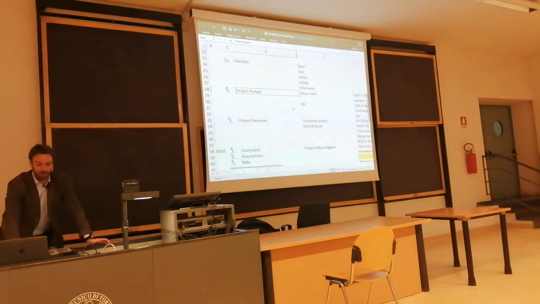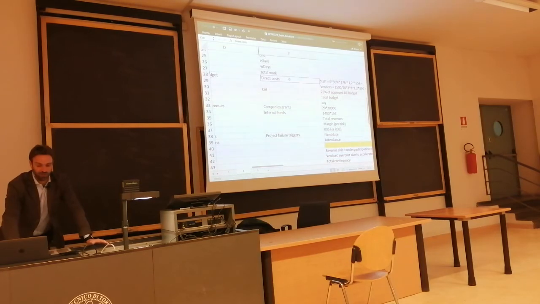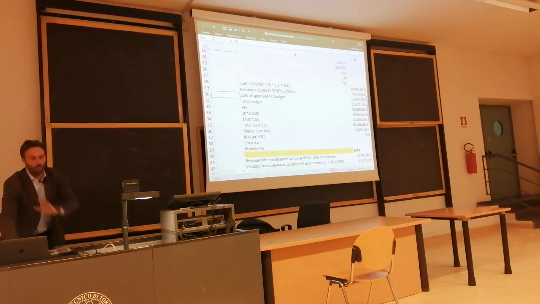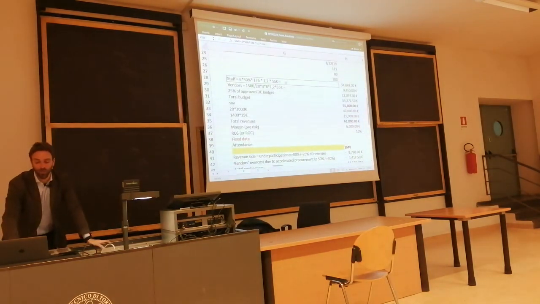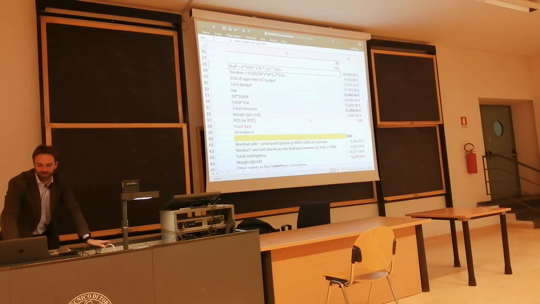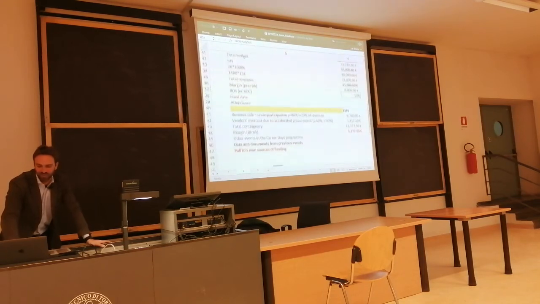Well, the project budget, direct cost, overhead. Direct cost is just an educated guess of how many people will be involved in the project. We expect the staff of the career office to be involved to 50% of their time, 6 people. We know they cost 55 euros each, and so on. I just make a wild budget. A return on cost, a return on sales.